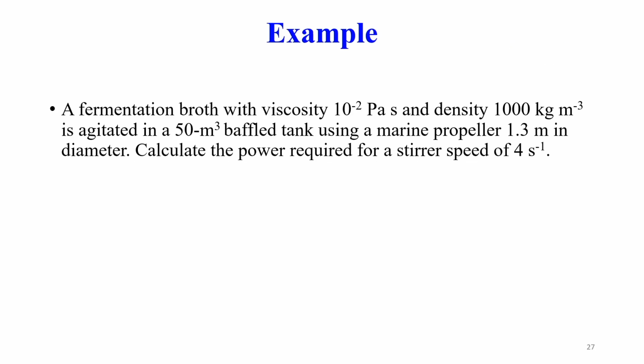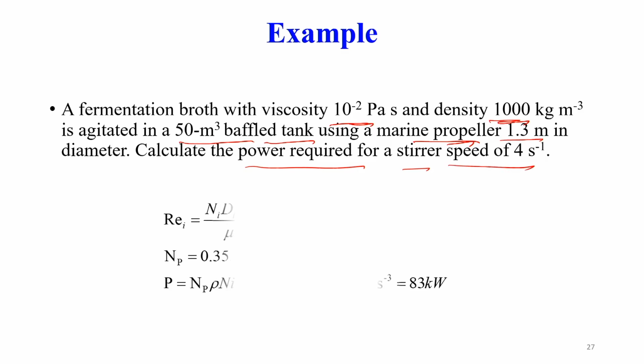So here I have listed one example. It says the fermentation broth with viscosity of 10 to the power minus 2 Pascal second and density of 1000 kg per meter cube is agitated in a 50 meter cube baffled tank using a marine propeller 1.3 meter in diameter. So propeller diameter is 1.3 meter. Calculate the power requirement for an agitator speed of 4 second inverse.